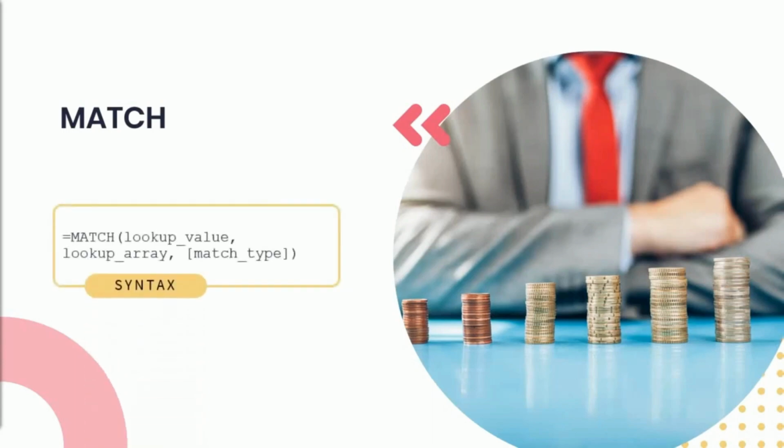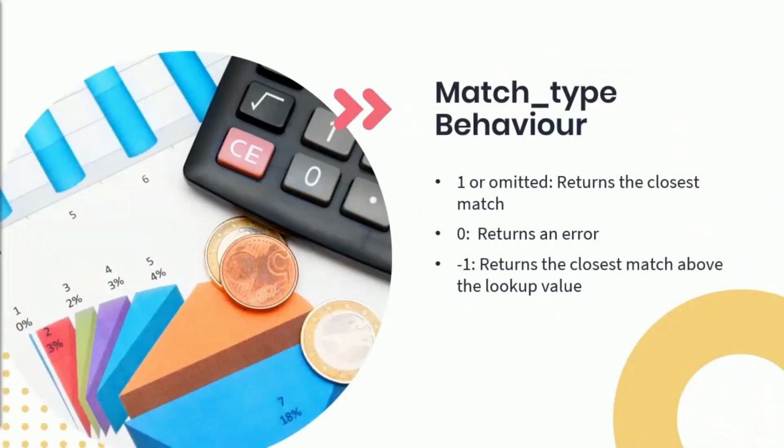So the syntax for the match function is equals to match. The first argument is your lookup value. Now, this is the value which you want to look up, of course. Secondly, we have our lookup array. Now, this is a data array to be searched. And last but not least, we have our match type. Now, interestingly enough, this match type can be set to 0, 1, or even -1.